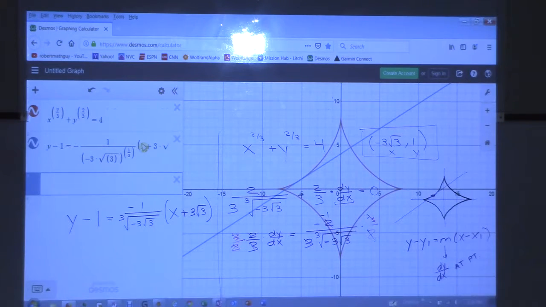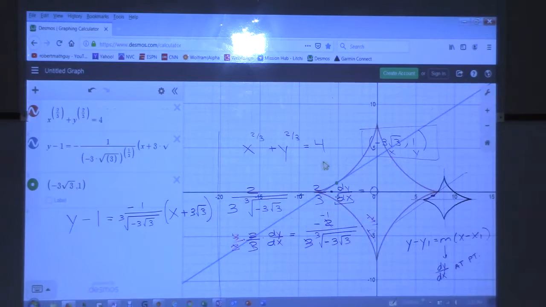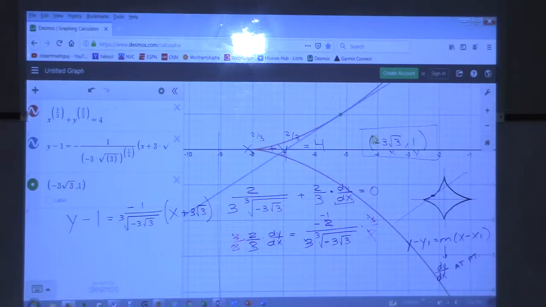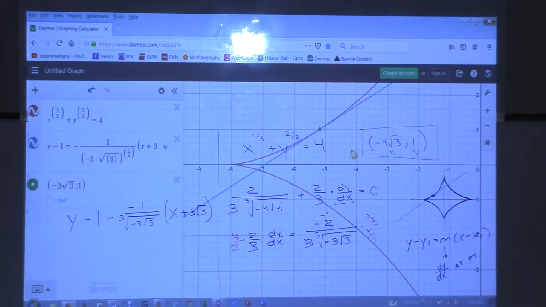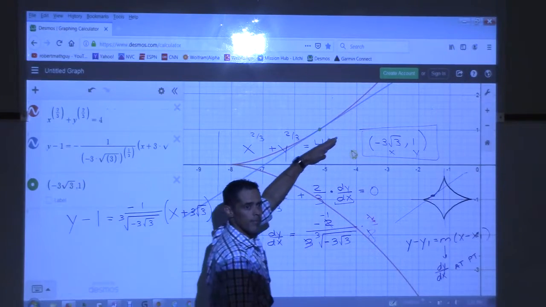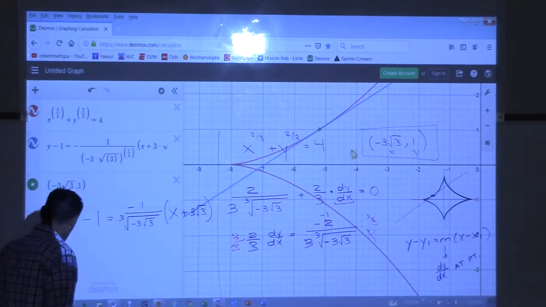How do I do points? Let me just try something. Oh, it does points easy. Oh, nice. Okay, so what was the point? -3 square root 3, comma 1. There we go. Yes? We pass through that point, and we sure do appear to be tangent, don't we? Okay. All right.